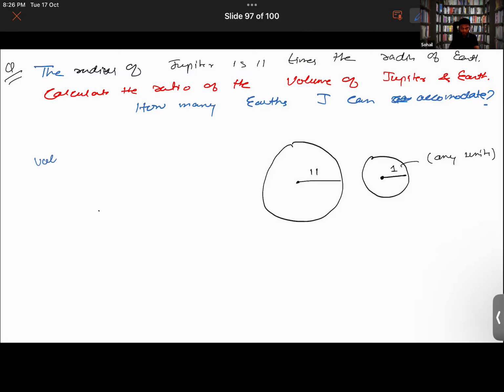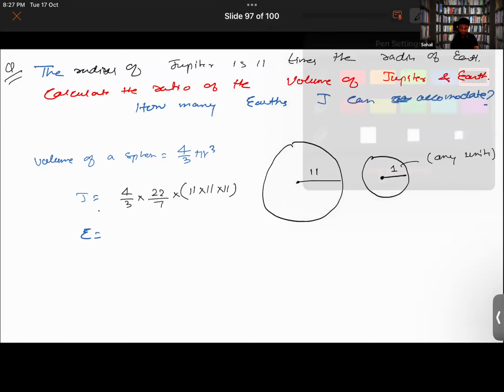Okay, so then let's compare the volume of the two. Now we know volume of a sphere is what? 4 upon 3 pi r cube, isn't it? Yes. So Jupiter's volume will be 4 upon 3 pi, taking 22 upon 7, r cube, that is 11 into 11 into 11. For Earth, it will be simply 4 upon 3 multiplied by 22 upon 7 multiplied by 1. So that is the volume of Jupiter and volume of Earth.